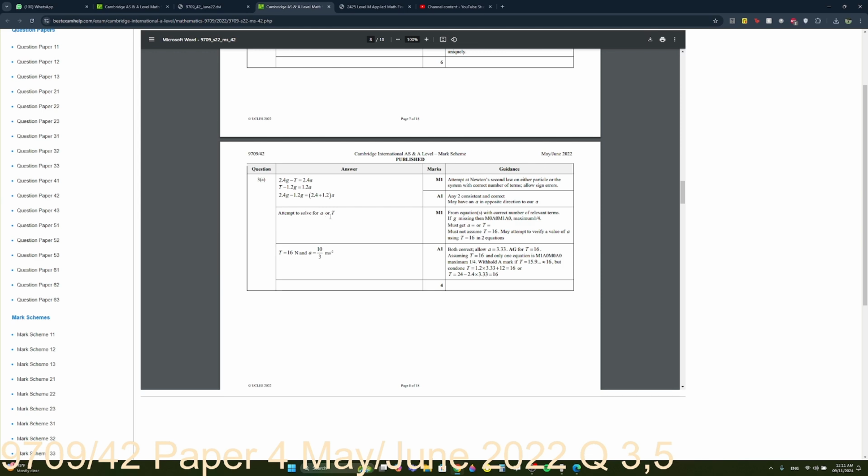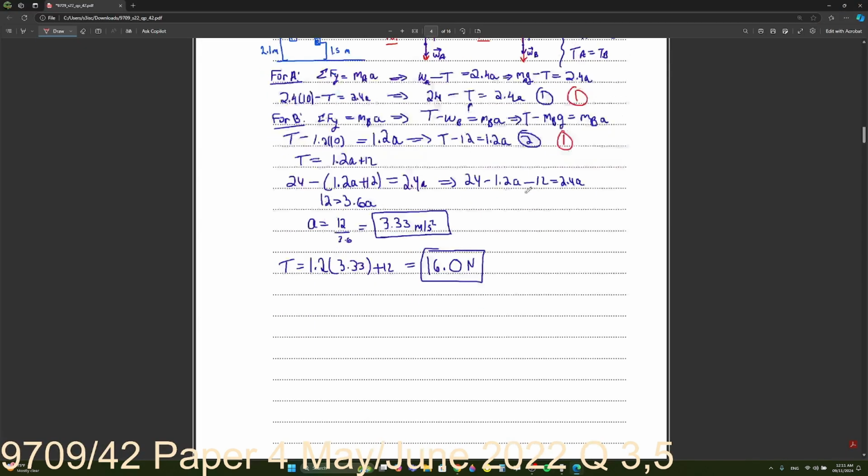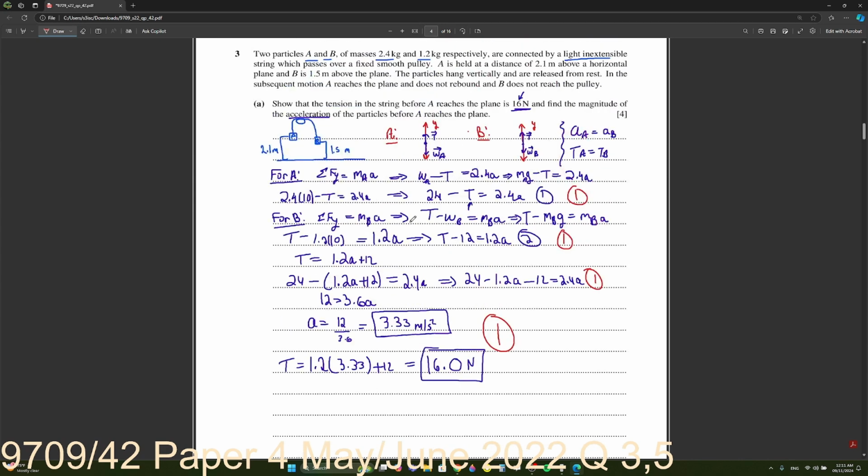Attempt to solve for A or T and for the correct answer. So basically you're solving over here, and then for your correct answer. Okay, this is how the 4 marks are distributed.